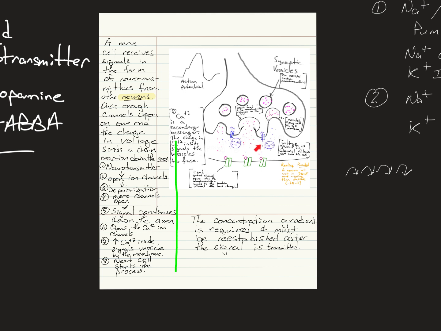Now, chemical interactions work to relieve pain or to increase pain in the case of some drugs. Well, some chemicals. The nerve cell receives signals in the form of neurotransmitters from the neurons. Once enough channels open on one end, the change in voltage sends a chain reaction down the axon. So it goes from neurotransmitter to open ion channels to depolarization of the membrane to more channels open.